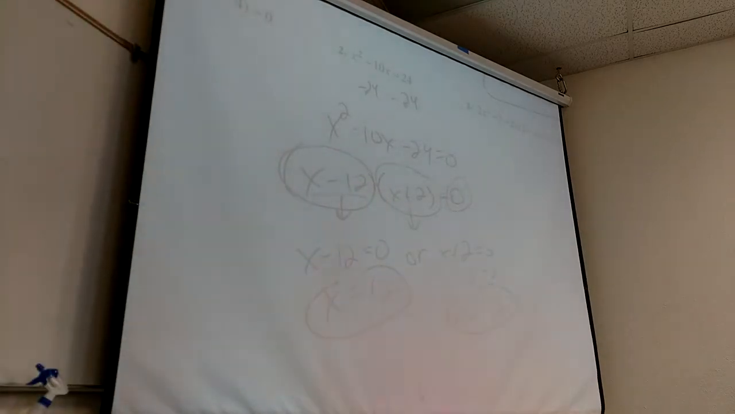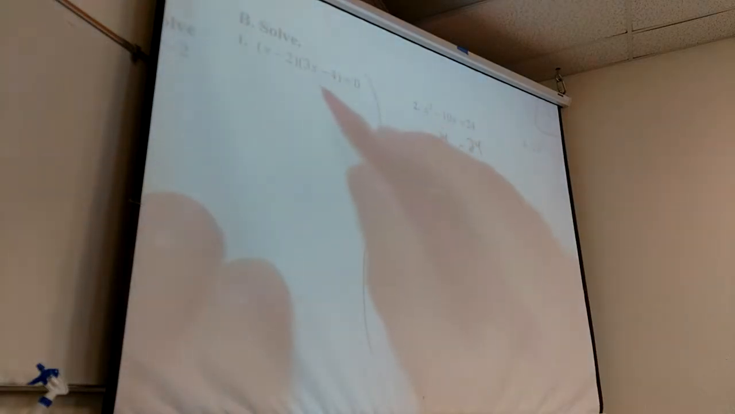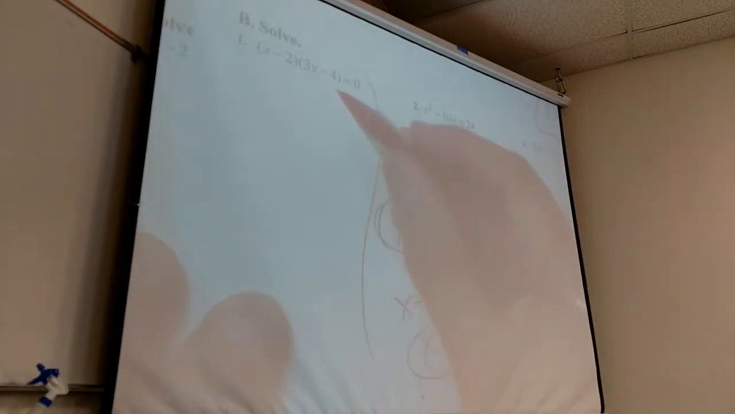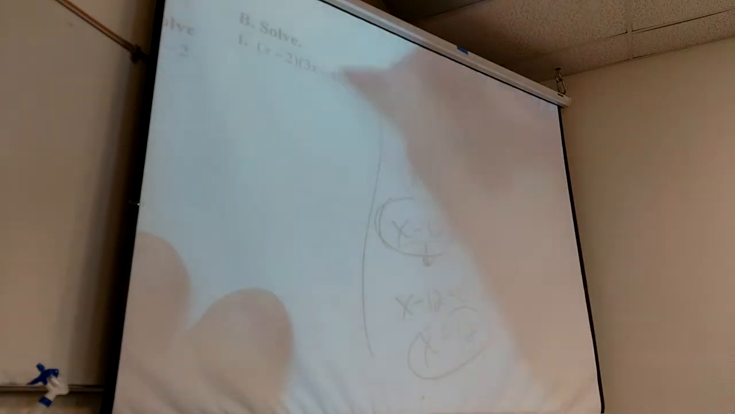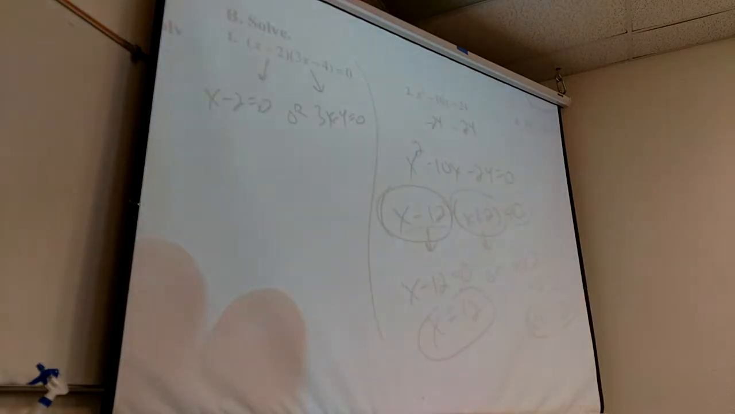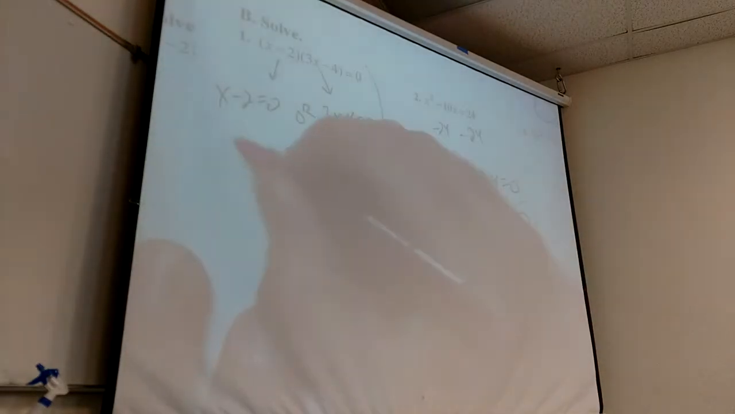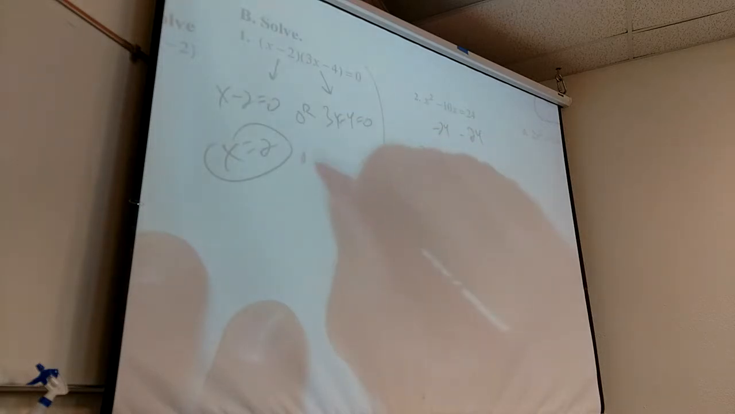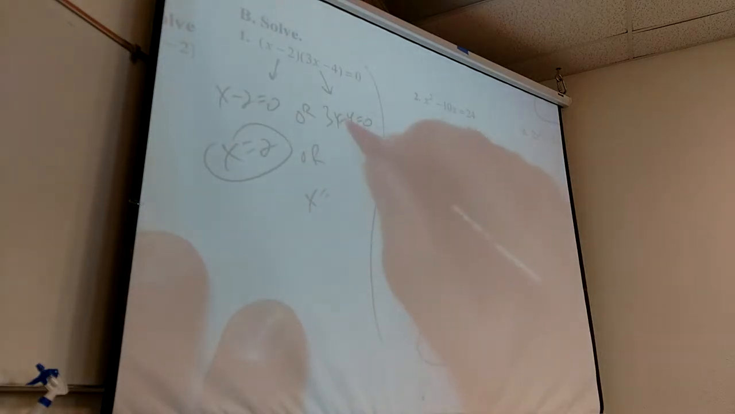So what do I do actually on the first problem? Do you notice how on the first problem there's no real work to do? Somebody already factored it for me. So don't multiply this out. x minus 2 is 0, or 3x minus 4 is 0. Somebody already factored it for me. I did. You're welcome. So you get x equals 2, or add the 4, divided by 3, 4/3.